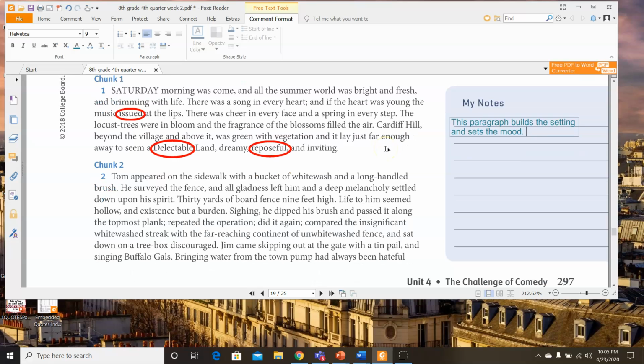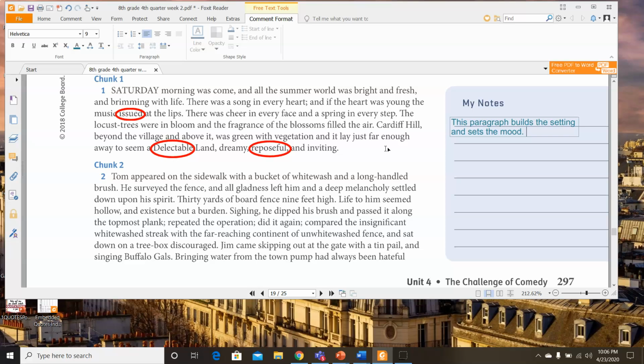So now let's look at chunk 2. Tom appeared on the sidewalk with a bucket of whitewash and a long-handled brush. He surveyed the fence, and all gladness left him, and a deep melancholy settled down upon his spirit. 30 yards of board fence 9 feet high. Life to him seemed hollow, and existence but a burden. Sighing, he dipped his brush and passed it along the topmost plank, repeated the operation, did it again, compared the insignificant whitewashed streak with the far-reaching continent of unwhitewashed fence, and sat down on a tree box discouraged.